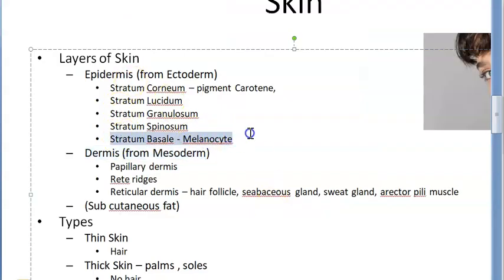See, stratum basale has melanocytes, stratum corneum has the pigment carotene. And this epidermis is from ectoderm, dermis is from mesoderm. Dermis is the actual real skin, they're saying. This is the one that they actually make leather from. So when they say they make leather from the dermis layer, when it's dried, it becomes that hide. And then you will tan it and it will become leather. So that is why they're saying the dermis is the real skin.